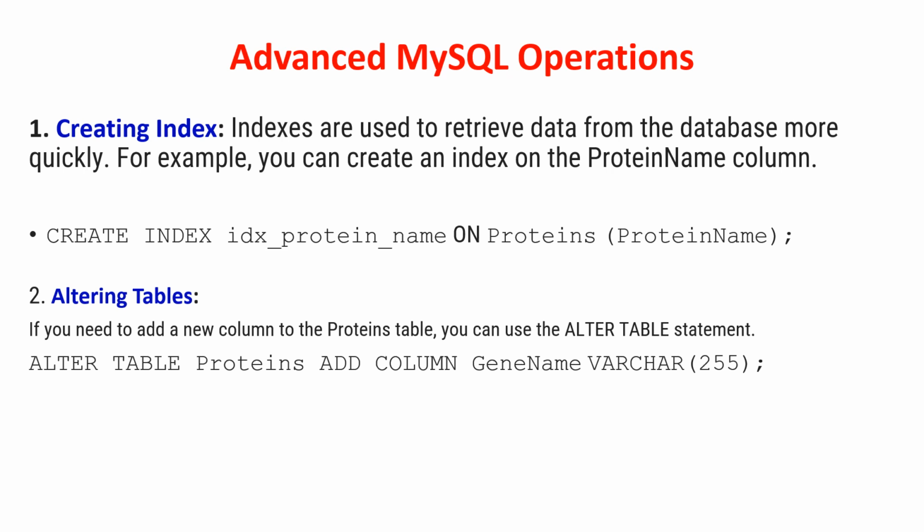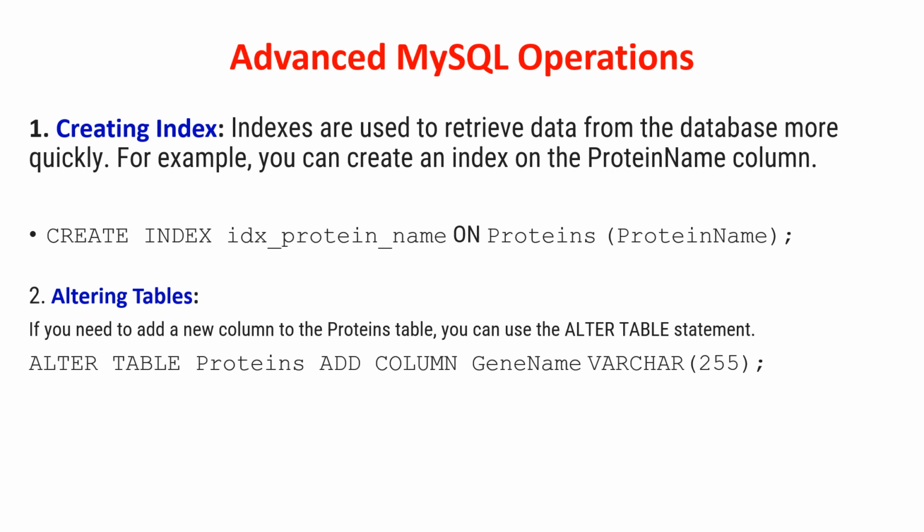Then two, altering tables. You need to add a new column to the proteins table. You can use the alter table statement. So when we want to add a new column to the proteins table, we can use alter table to adjust what we have there. So when we type, using uppercase characters, ALTER TABLE, we have inserted the command. Then proteins is the name of the table.